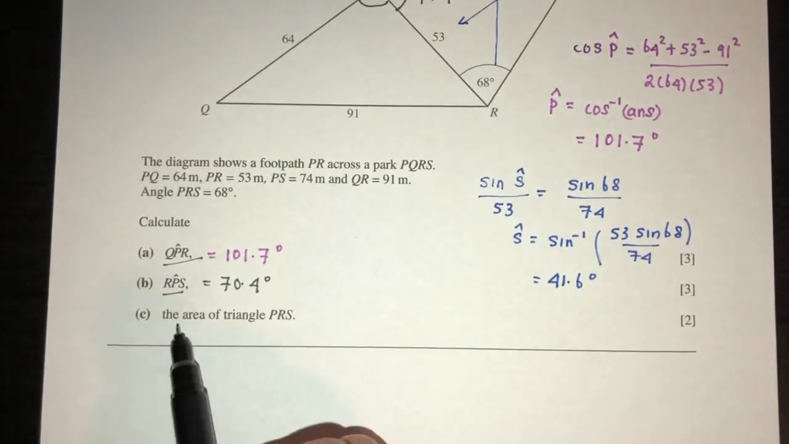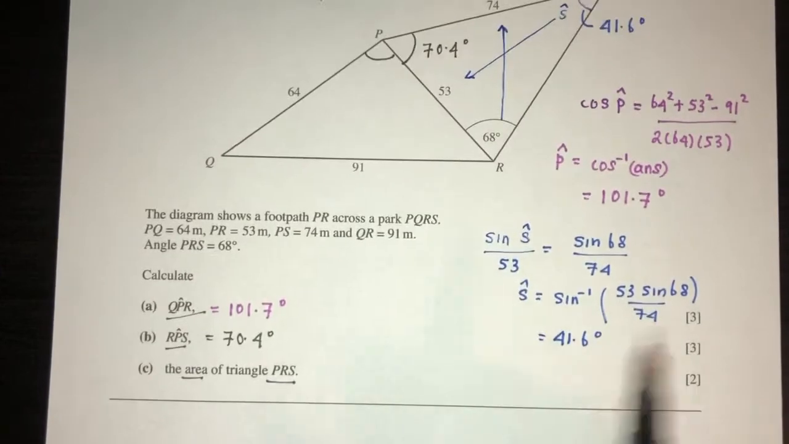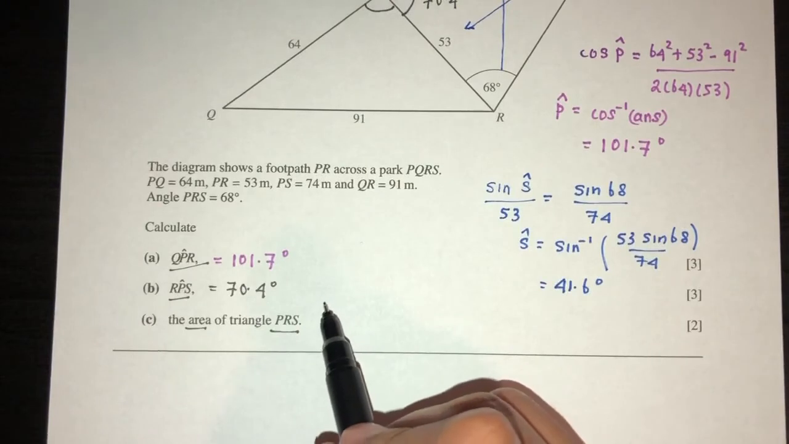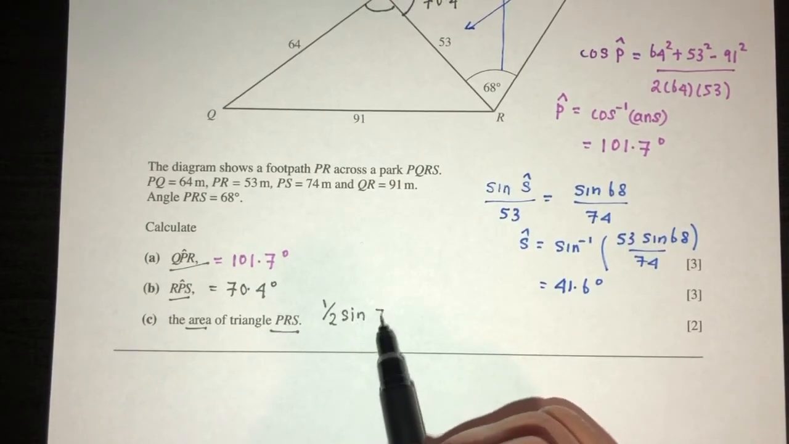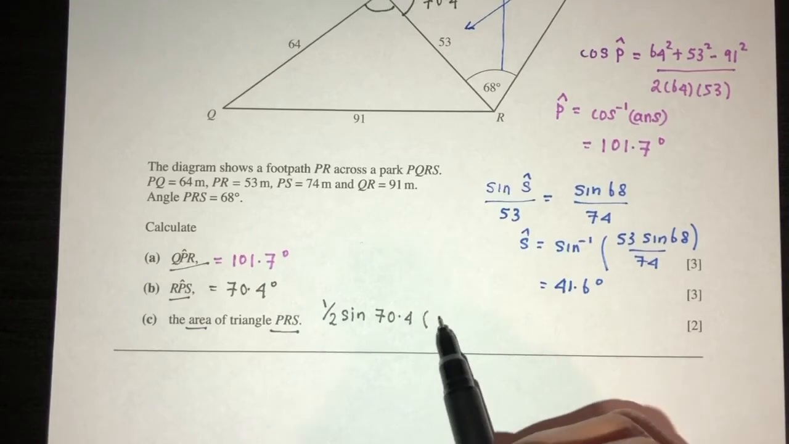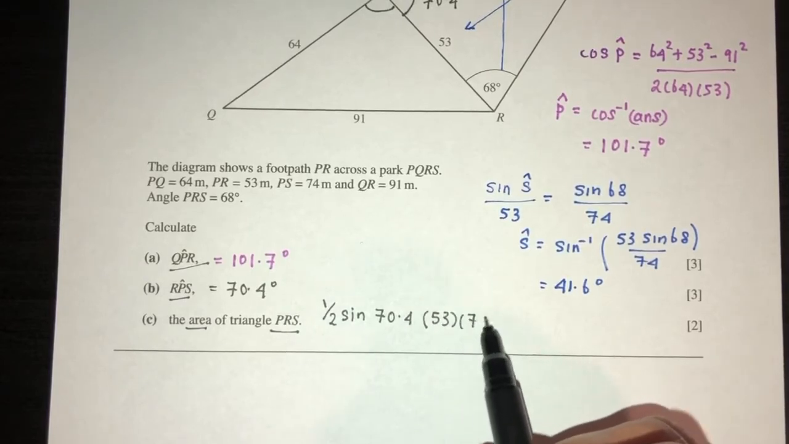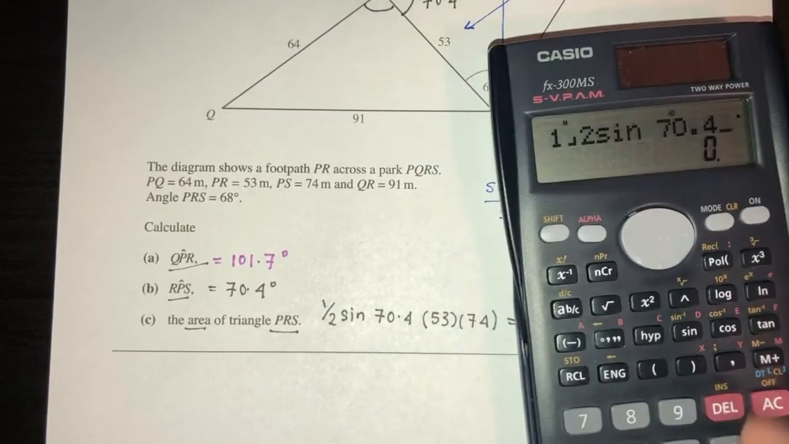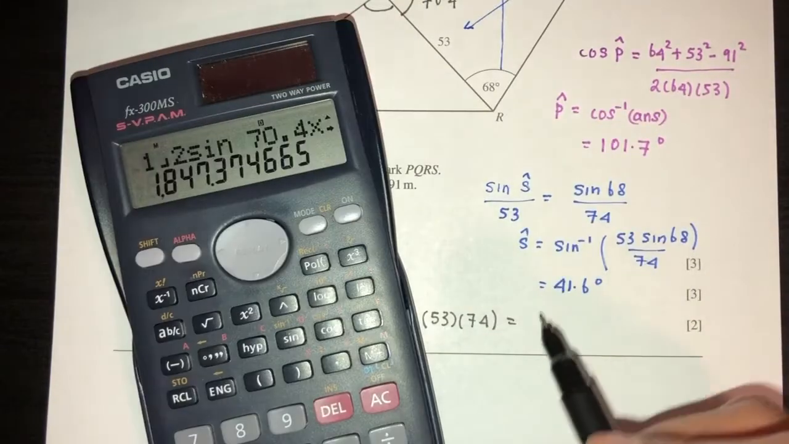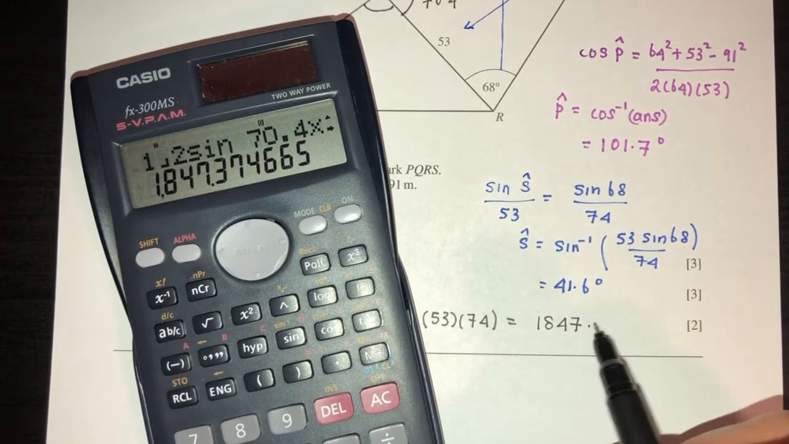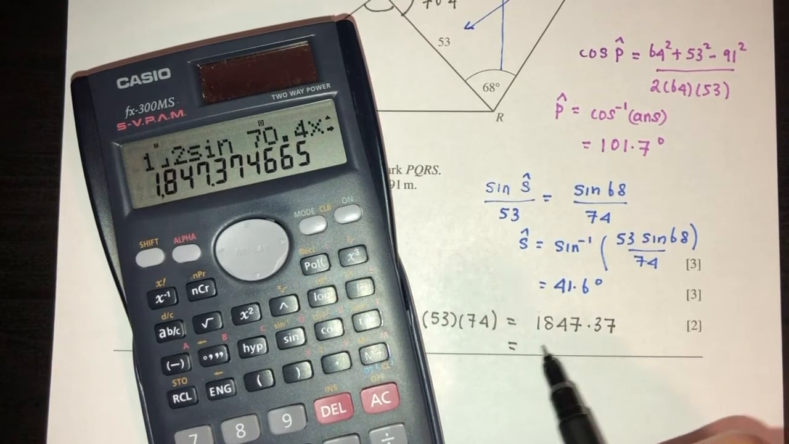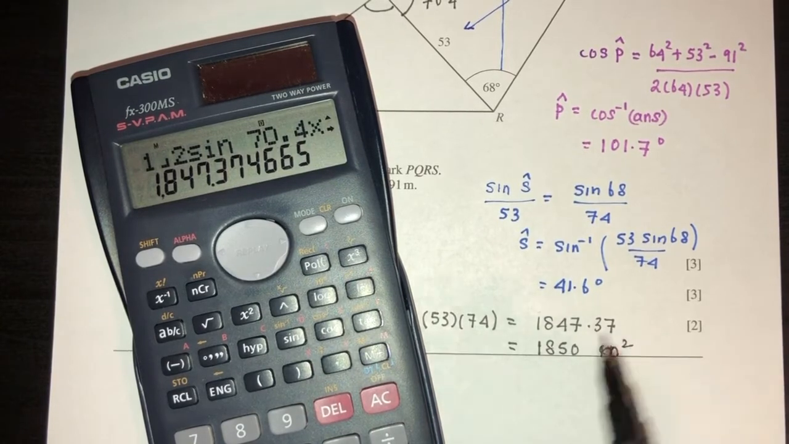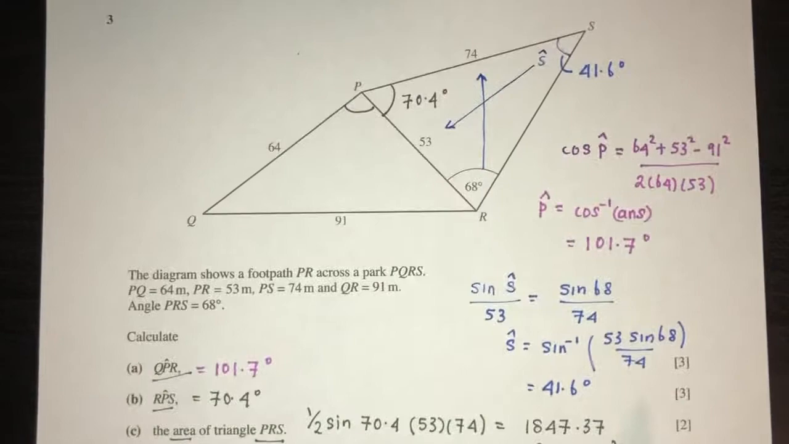Now for part C, find the area of triangle PRS. PRS will be this triangle. We can use our sine rule for area: half times sine of the angle 70.4 times the two sides, 53 and 74, and that should give you your value. Half of sine 70.4 times 53 times 74 will be 1847.37, but correct to 3 SF, you can write 1850. That will be meters square. That will be your question number 3.